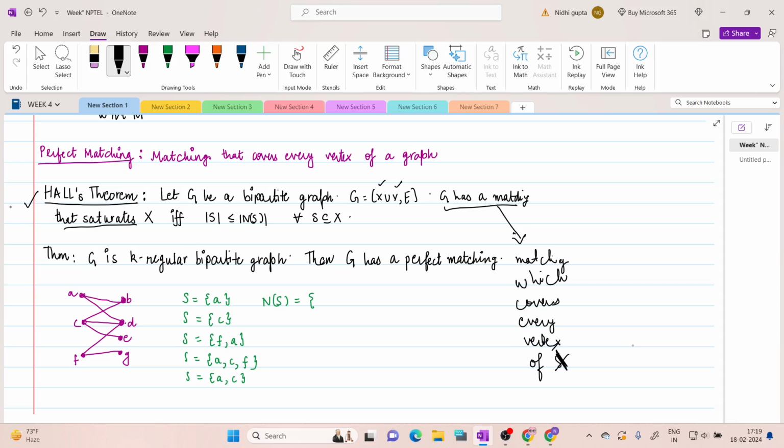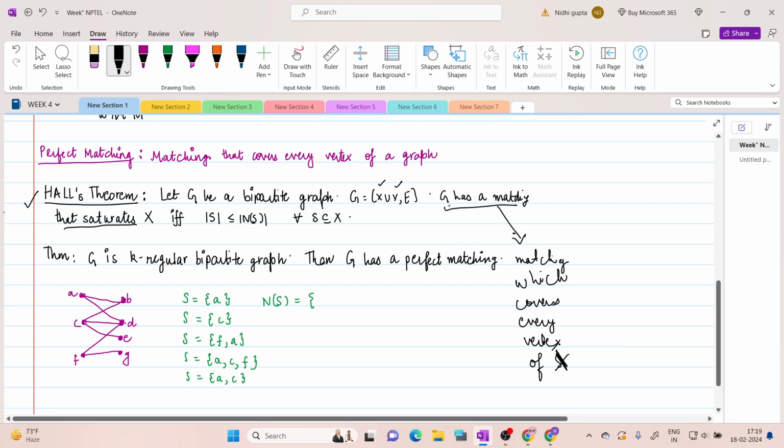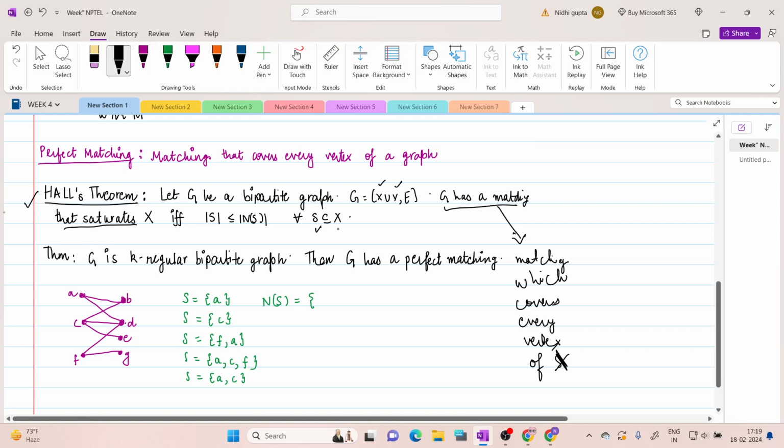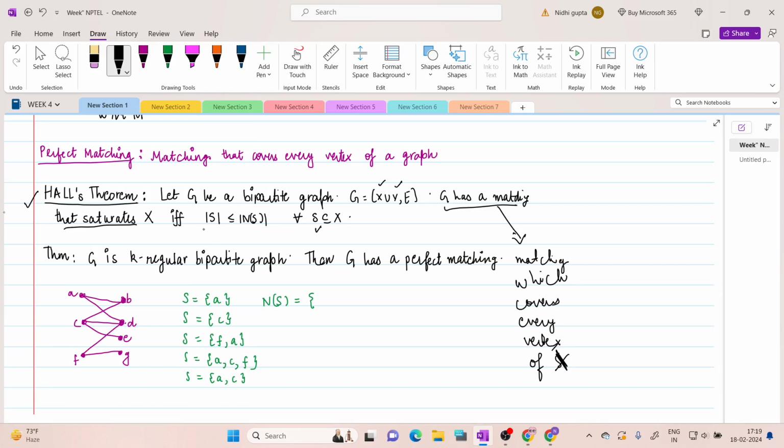So now Hall's theorem is giving us a nice condition. It says that it will have a matching that saturates X if and only if we take any subset S of X, any set of vertices in X, then the order of S should be less than or equal to the order of its neighbors.